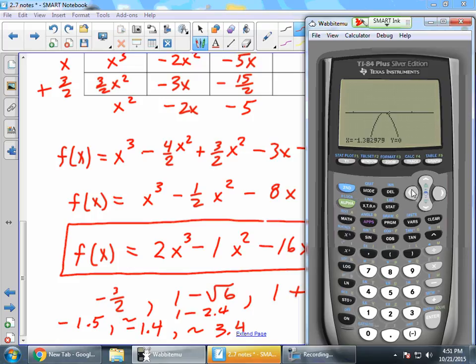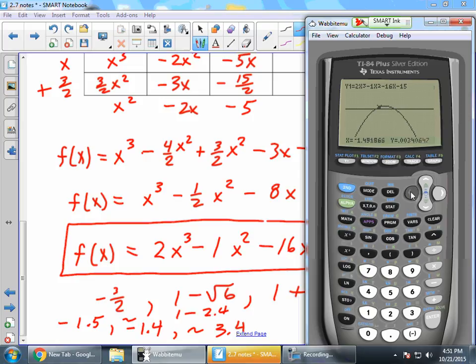Let's do it again. Sometimes you have to do it twice. But sometimes you can't even see it no matter how many times you zoom in, and that's why we need the math on our side. Let's see if we can see it this time. Yep, there it is. So there are 2 of our roots, and the other one's over there at about 3.4.